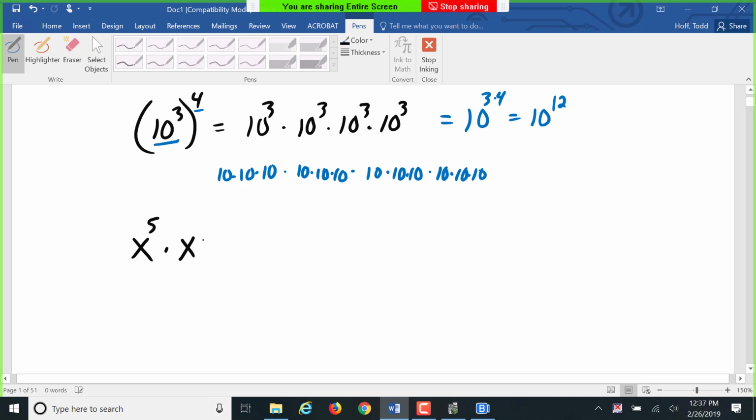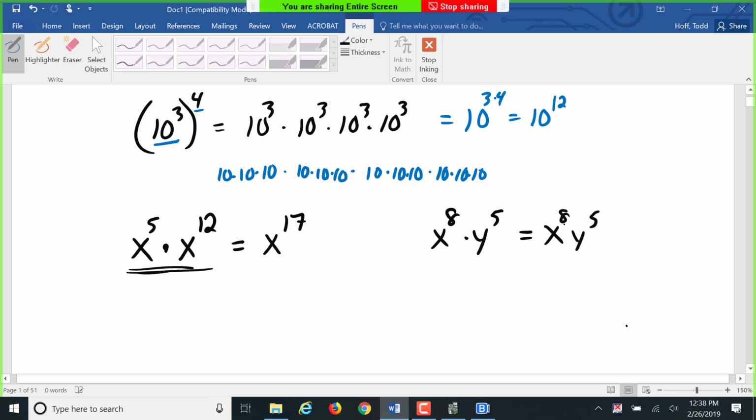Of course, the same would be true if we have variables as our base. X to the 5th times x to the 12th is going to give us x to the 17th. When we're multiplying, remember the powers add together. x to the 8th times y to the 5th is going to give us x to the 8th y to the 5th. Got to be careful on that one. Remember, we can only combine the powers if the exponents have the same base. So x to the 8th times x to the 5th is x to the 13th.